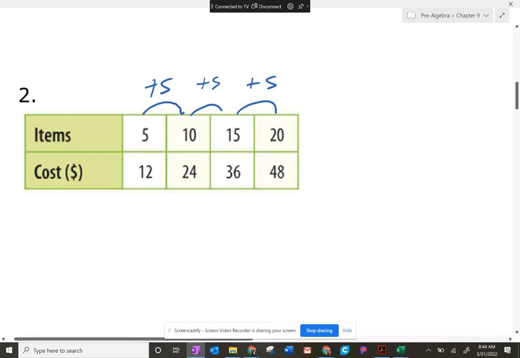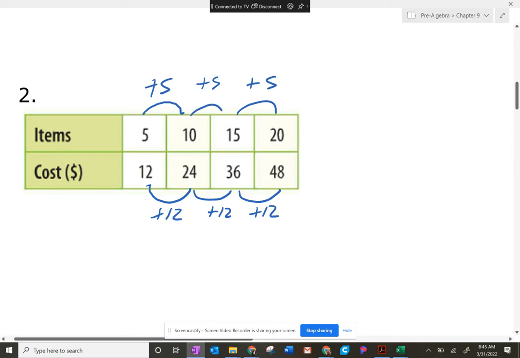On to the bottom part. Okay, if I start here at 12 and I go to 24, what are those doing? It's going up by 12. Okay, that's increasing by 12, meaning it's going to cost me $12 more if I get another 5 items for that one. What about here to here? Up by 12. What about this one? 12. Are all my numbers the same?